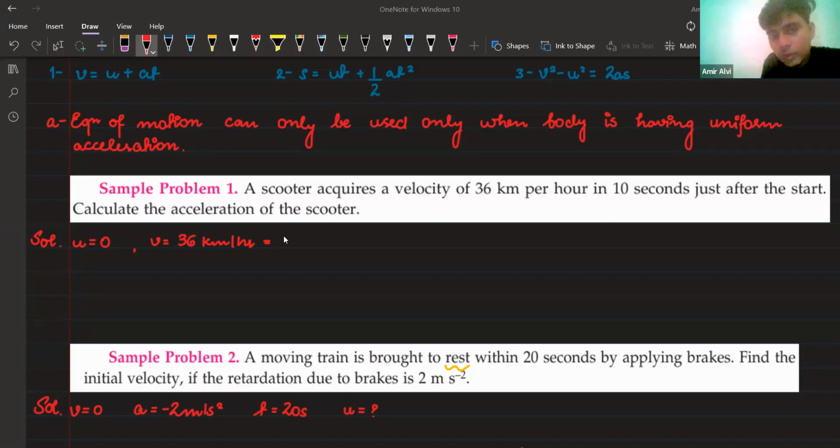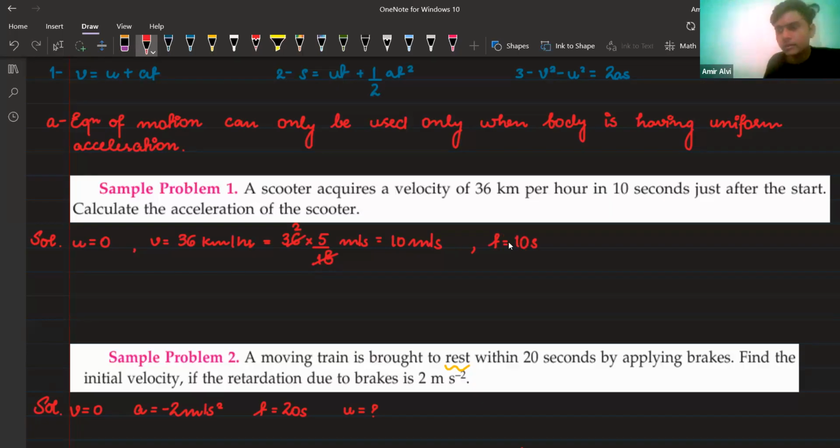So how do we convert it? We basically multiply 36 with the 5 by 18 factor, isn't it? Yes or no, Naisha? Okay. So this 18 will cancel with 2 times, and 5 twos are 10 meter per second. So the speed of the scooter is 10 meter per second, and the time taken to achieve this velocity is 10 seconds. Okay, clear, Naisha?